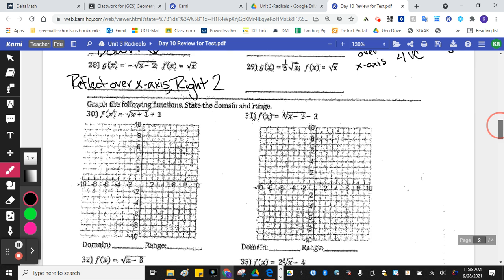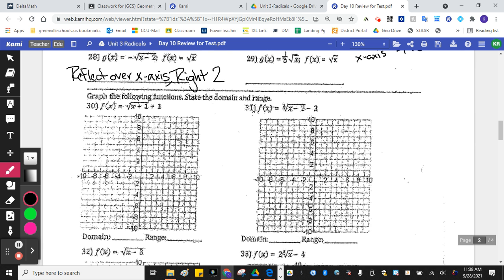All right, 30. We're graphing. +1 inside the radical is going to do what? Left 1. And outside the radical, up 1. You need to know your parent function. Your parent function is your square root. And what numbers do we plug in for square root?